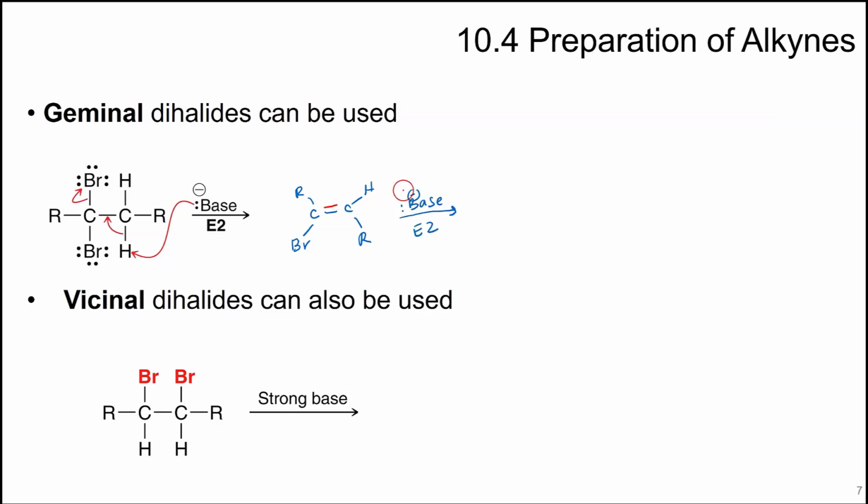So there's a double bond there, and the base can now grab this proton and do the same mechanism. And they end up with the triple bond. We can also use a vicinal dihalide where the carbons are next to each other, and this would be happening in the same fashion with the strong base.